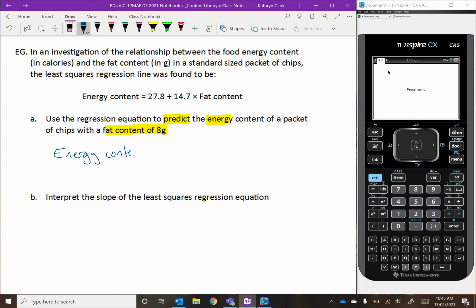our energy content in this case is going to equal 27.8 plus 14.7 times by a fat content of 8. So I'm going to chuck that into my calculator. 27.8 plus 14.7 times by 8. So that will be 145.4, and energy content is being measured in calories.